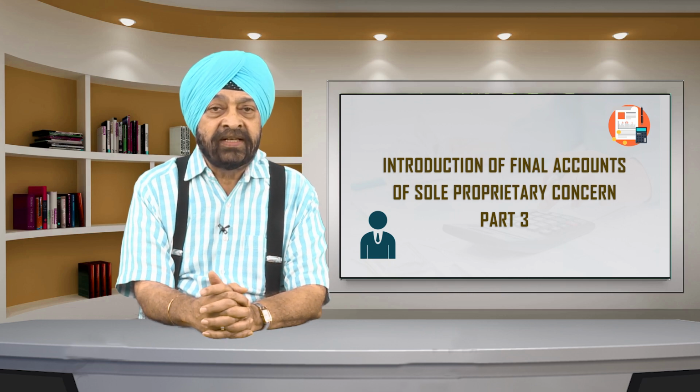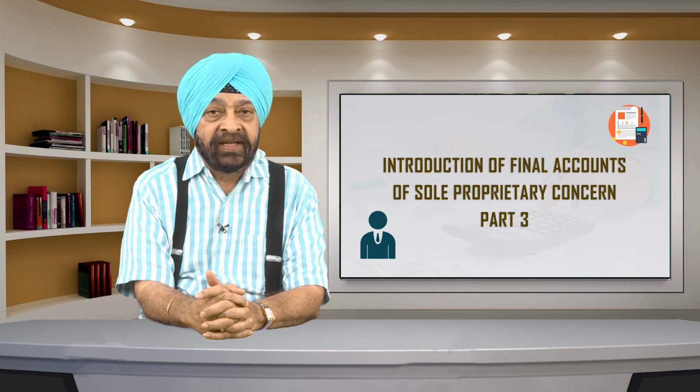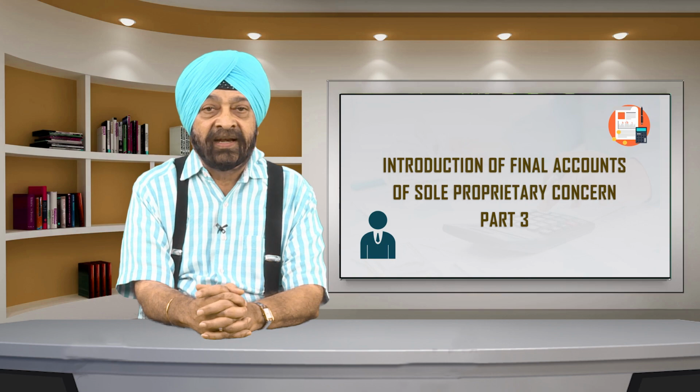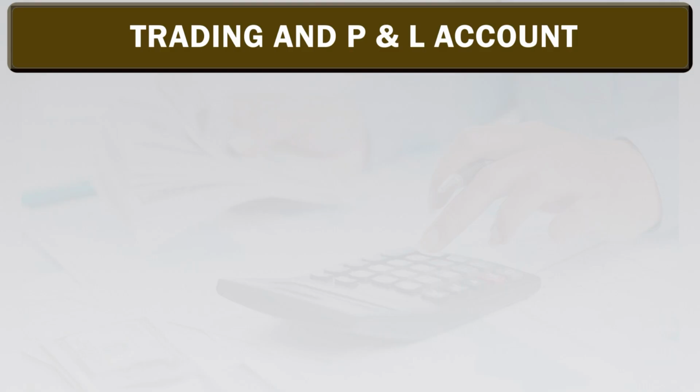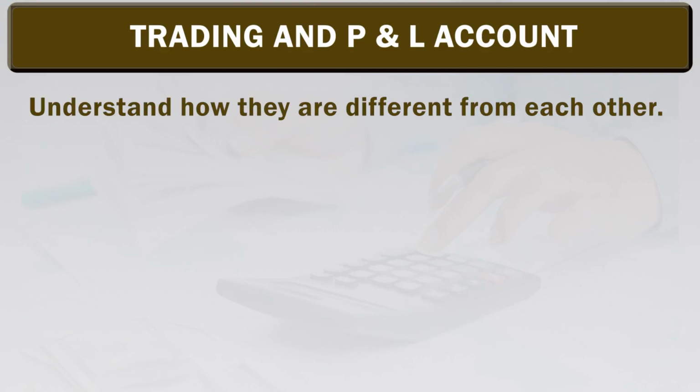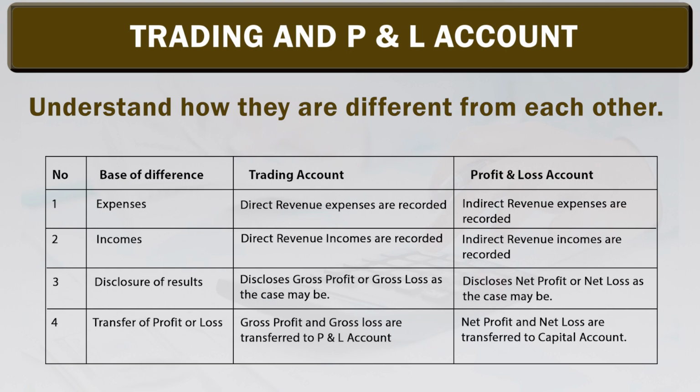Now, friends, in case of a sole proprietary concern, we have two accounts, trading account and profit and loss account. Both accounts have their relevance and utility. Let us understand how they are different from each other. Here, let us see the first item, that is expense. In trading account, we are recording all direct revenue expenses, and in case of profit and loss account, we are recording indirect revenue expenses.